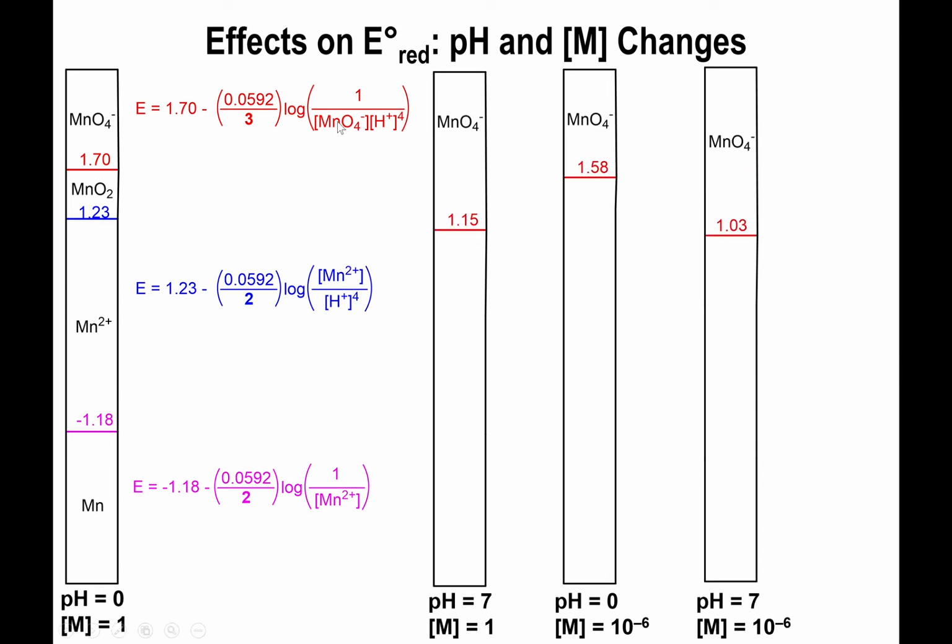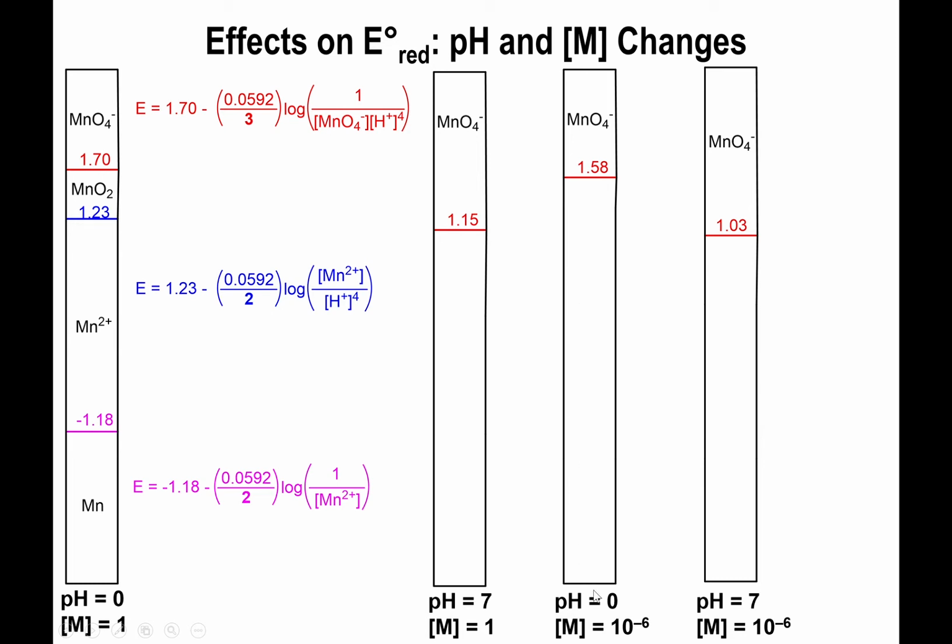So if you input 1 for permanganate, you're going to get a value, but now the pH being 7 means that the hydronium concentration is equal to 10 to the negative 7. So when you put those new values inside the log, take the log of that, multiply by 0.0592 divided by 3, and subtract that from 1.7, the value of the potential will end up being 1.15.